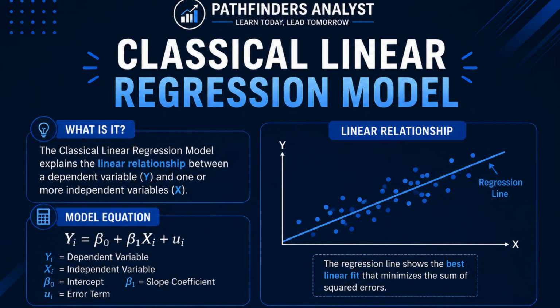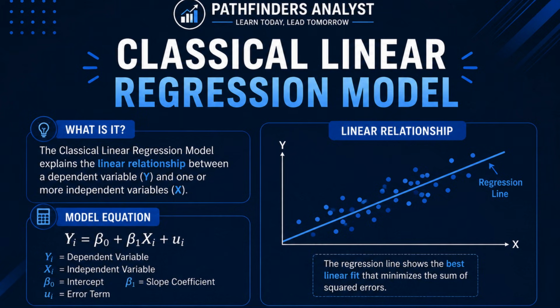The simple linear regression model can be written as y equals β0 plus β1 x plus u. Let's understand each component. Y represents the dependent variable. X represents the independent variable. β0 is the intercept. It represents the expected value of y when x is 0, subject to the model interpretation. β1 is the slope coefficient. It tells us how the expected value of y changes when x increases by 1 unit, holding other factors constant. And finally, u is the error term.